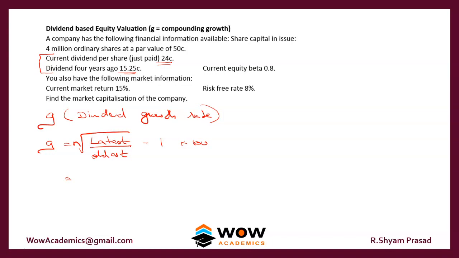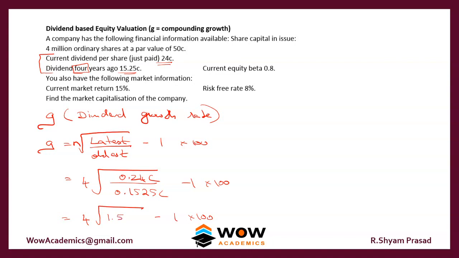So the G will be... n is how many years it is compounded. 4 years ago they have told, so take 4 here. What is the latest dividend? The latest dividend is 24 cents. The oldest dividend is 15.25 cents. Okay, minus 1 into 100, 1.5737. So we'll take a root.